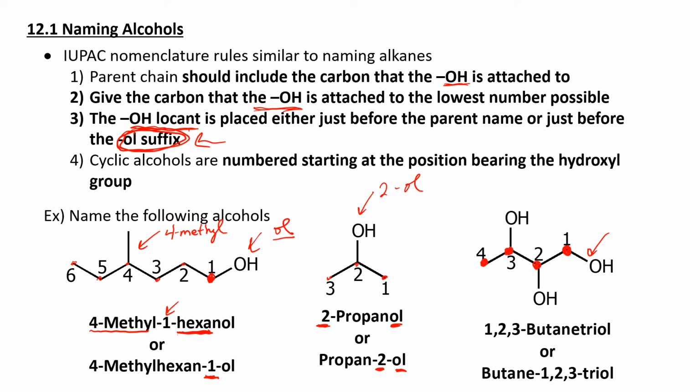So you could call this 1,2,3-butane, and then there's 3 OH groups, so that's a triol. You would not say 1,2,3-tributanol. That's incorrect. The tri has to go directly with the group that it's specifying. We could also alternatively say butane-1,2,3-triol at the end, and this is sort of my preference, but you can use whatever you're comfortable with.